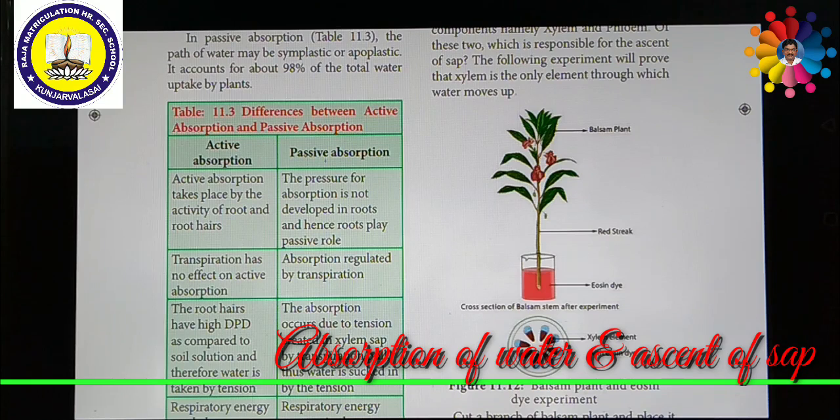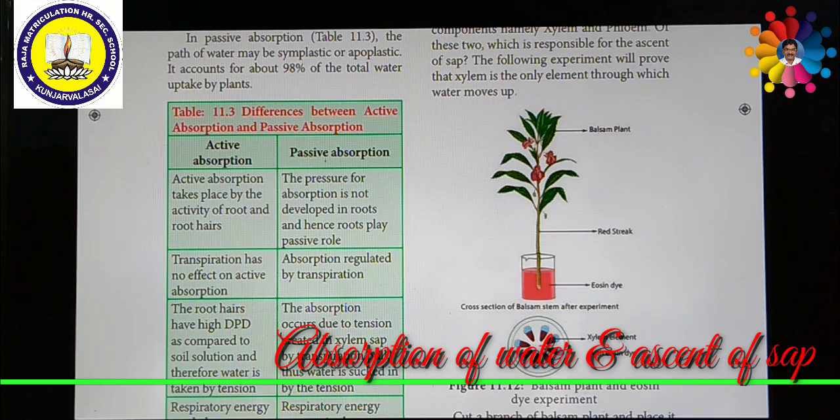Then the second theory, the root pressure theory. What is the root pressure theory? Whenever water enters the root, a pressure is formed. This theory explains this root pressure. If a well-watered plant is cut a few inches above the ground level, after some time you will see that water and sap exude out with some force. This is called sap exudation or bleeding.